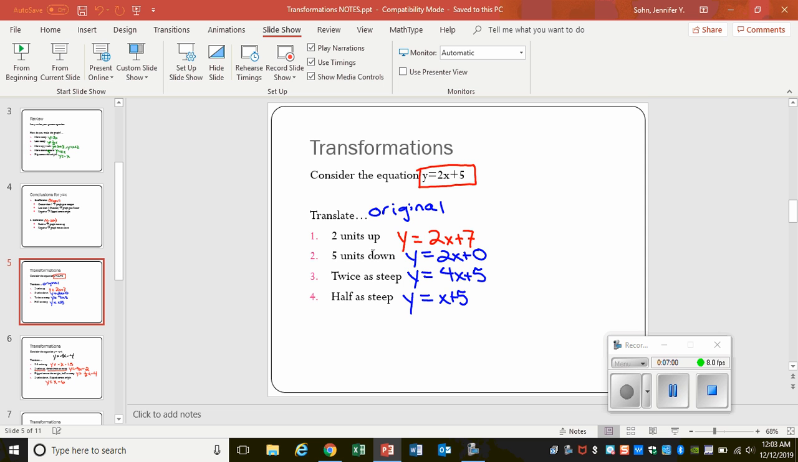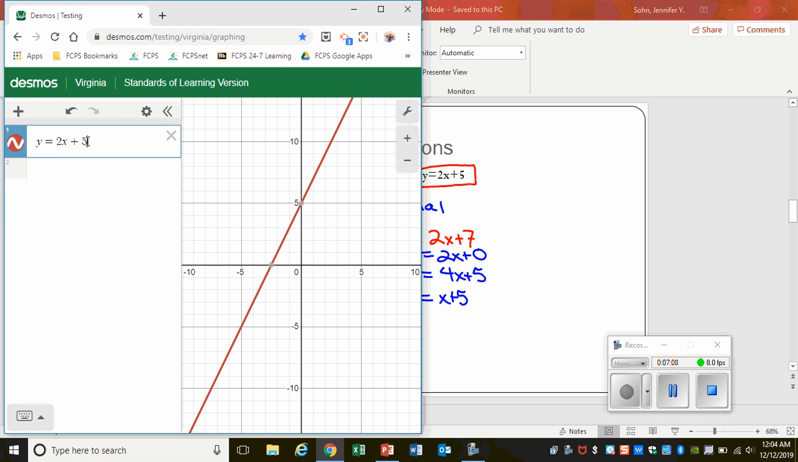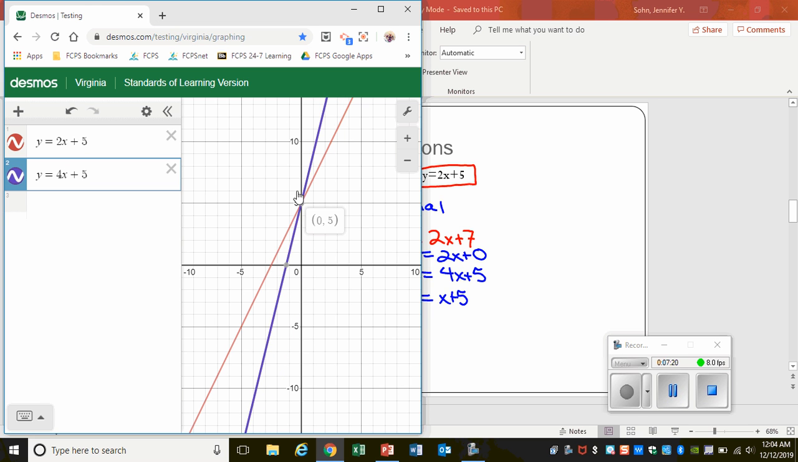Now, we just changed the y-intercept, went up and down. But when you see the word steep, we're going to change the slope. So if I want to do twice as steep, we're going to just change the slope, which is 2. Twice means 2 times 2, which is 4x. But this part will stay the same. So right here, this is twice as steep. The y-intercept stayed the same, but from the original graph, it just became twice as steep.